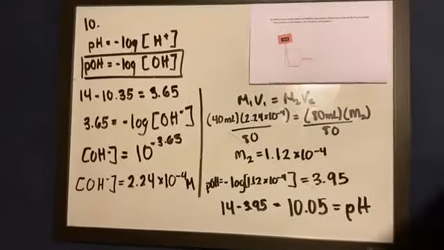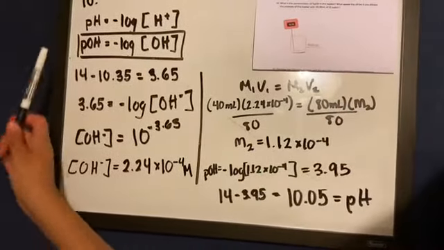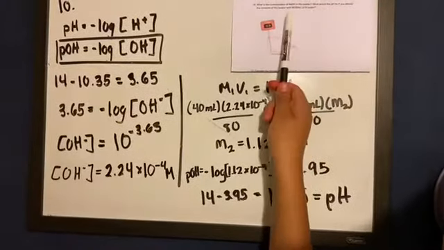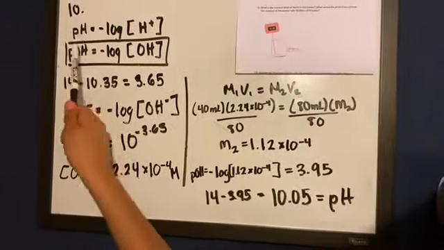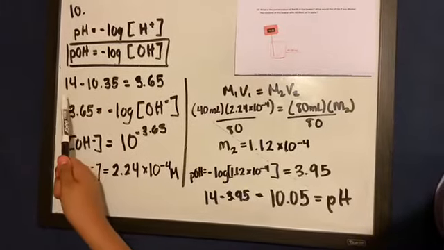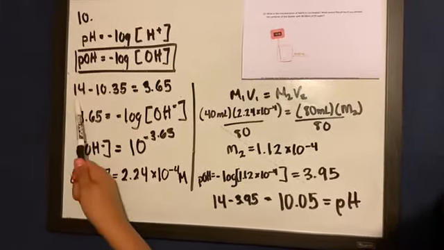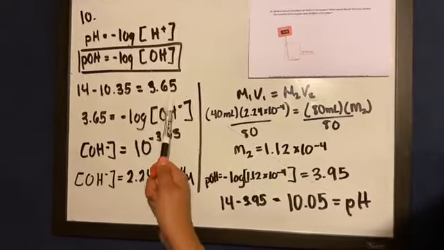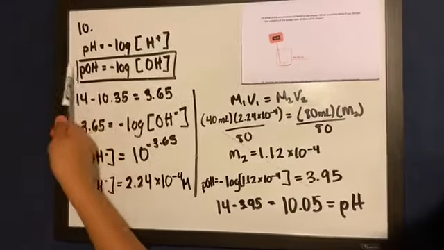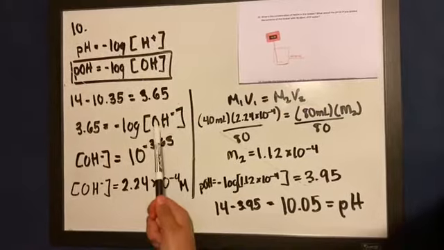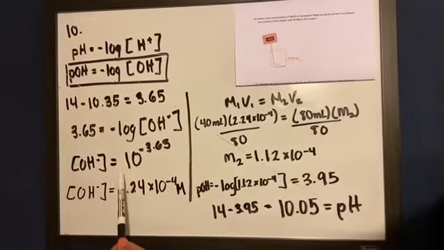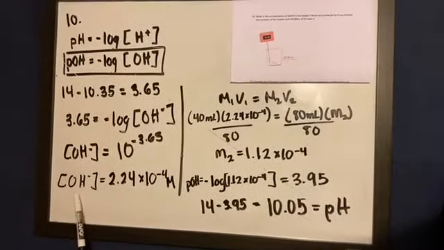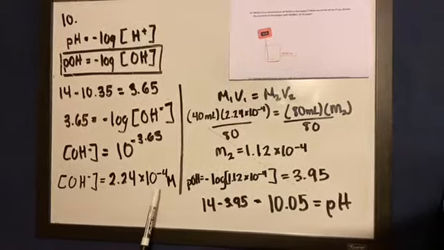To figure out the concentration of the NaOH in the beaker, we need to use these equations right over here. Because we're trying to figure out the NaOH, but we are given the pH, we need to first figure out the pOH by subtracting 14 minus the pH, which gives us 3.65. And after plugging the 3.65 of the pOH into this equation right here, we get the concentration after getting rid of the logs and raising it by 10. We get the concentration of NaOH ions, or the OH ions, to be 2.24 times 10 to the negative 4 molarity.